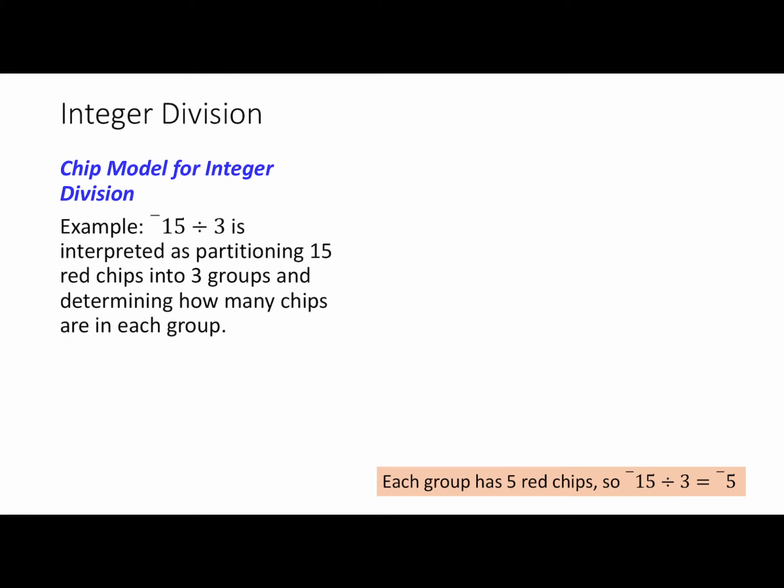Let's look at how we might model division for integers. So we're going to use a chip model for integer division, and I'm going to show you how we do that with some examples here. So negative 15 divided by 3, we're going to think of as partitioning 15 red chips, right? So negative numbers are represented with red chips, into 3 groups and determining how many chips are in each group.